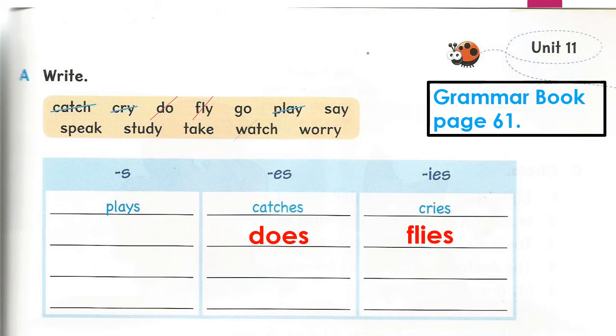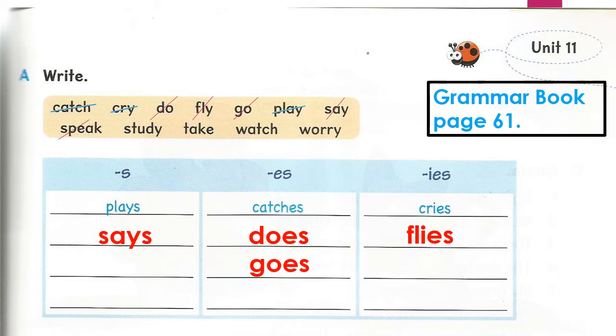Okay. Verb go. Like verb do, it ends with letter O. So it's going to be goes. And we are going to put it in the side of dash ES. Okay. The verb say. Say ends with vowel plus letter Y. So I will just add letter S. So say is going to be says.